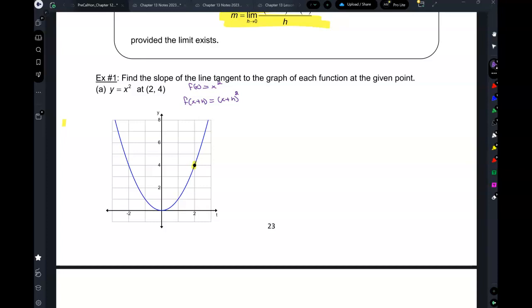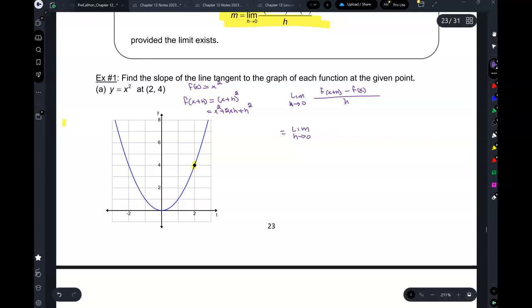Okay. So let's simplify this out. So x squared plus 2xh plus h squared. Okay. All right. So the slope here of the tangent line is going to be the limit as h approaches 0 of f of x plus h minus f of x over h. So let's see. This is the limit as h approaches 0. What was f of x plus h? It's that thing that we just found.